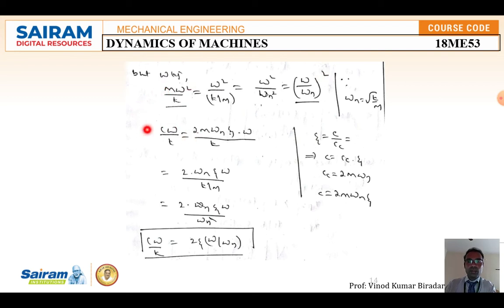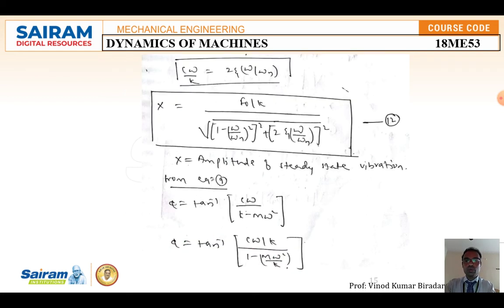But what is c omega by k? We know that zeta is equal to c by cc, so c is equal to zeta cc, and cc is equal to 2 m omega n. So replace c wherever it appears and substitute here: you get 2 m omega n zeta into omega by k. If you simplify this, you get 2 omega n zeta omega divided by k by m. Here k by m is nothing but omega n square, and omega n will get cancelled. So finally c omega by k is equal to zeta omega by omega n.